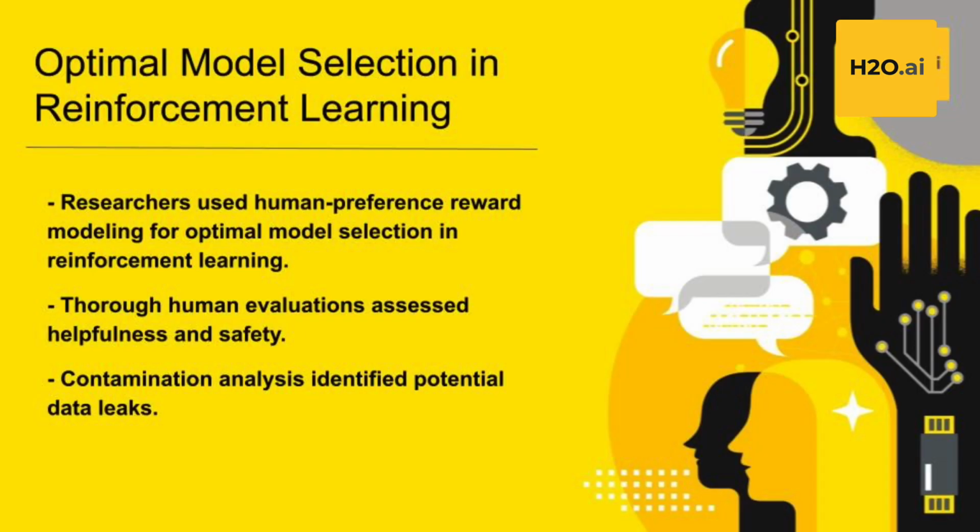The researchers employed reward modeling based on human preferences for optimal model selection during reinforcement learning fine-tuning. They conducted thorough human evaluations, assessing both helpfulness and safety. Additionally, contamination analysis was used to identify potential data leaks. This comprehensive approach, including academic testing, safety assessments, automated metrics, human ratings, and contamination checks, offers a well-rounded perspective on the strengths and weaknesses of the model. As LLMs become more potent, it becomes imperative to adopt similarly rigorous evaluation procedures.